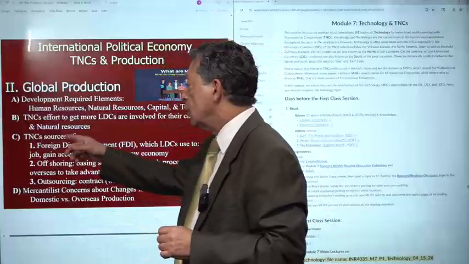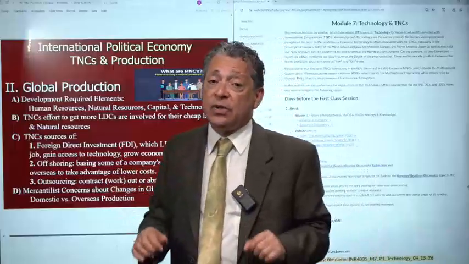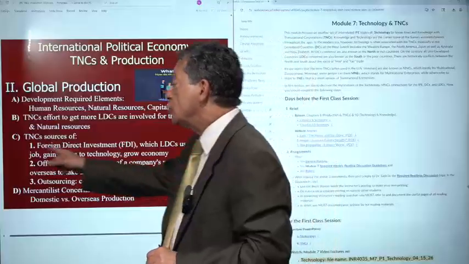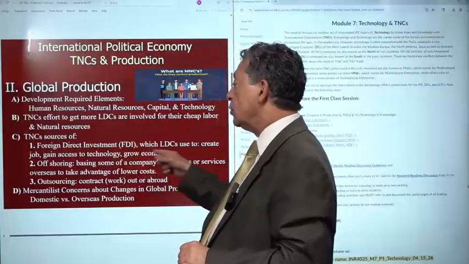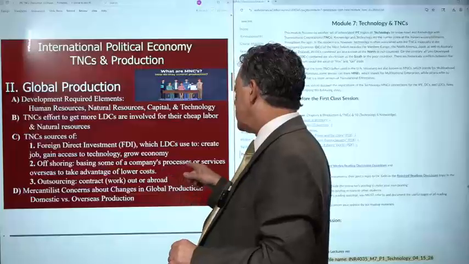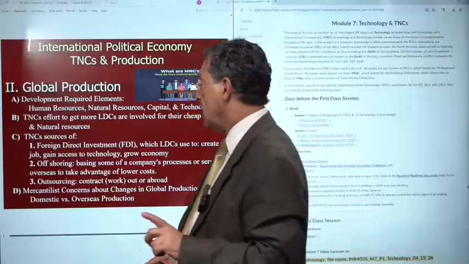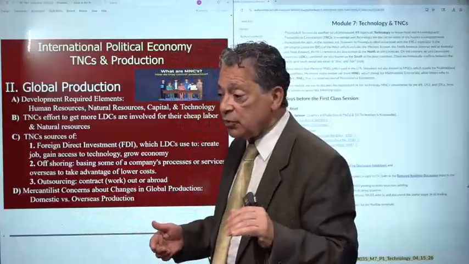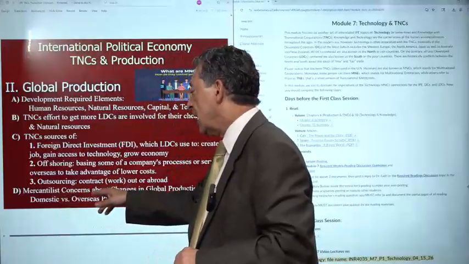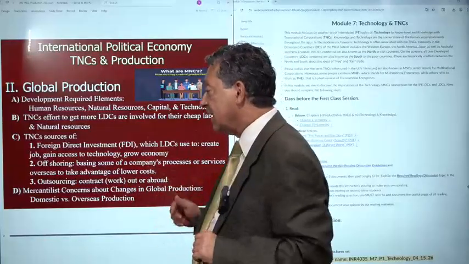So TNC is a source of foreign direct investment, or what we call for short FDI. I want you to really learn this abbreviation, okay? That's very important. Which LDCs use to what? To create jobs, gain access to technology, and grow their economy. So offshoring, basing some of the companies, for example, processes or services overseas to take advantage of a lower cost. Okay, because you're in competition. So if you can produce a product at a lower cost, you can what? Capture market share. Outsourcing, contracting, is that right? Or work out of, or what? Out or abroad. Again, that helps in that regard.